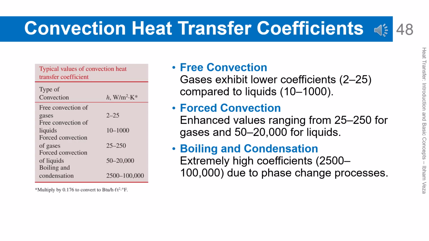Convection heat transfer coefficients have a very wide range of values, depending on the mechanism and the type of fluid. Free convection in gases has small values, while in liquids the values are larger. Forced convection significantly increases the coefficient values. Boiling and condensation produce extremely high values because they involve phase change. This range shows how varied convection intensity can be in practice.